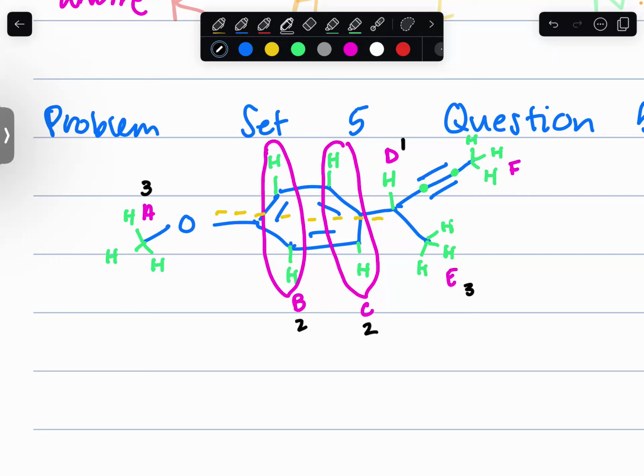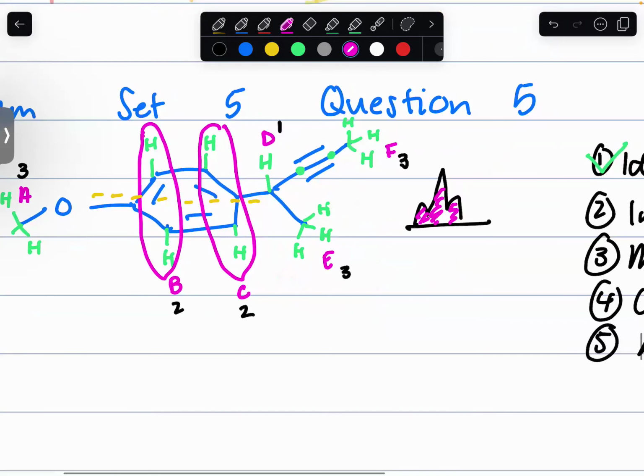Bam, integration done. Is that how tall it is? Yes. Intensity is how tall it is, and with a singlet, that's all that matters. But if you have a splitting where you have a wider peak, integration basically means the area under that peak. Although this is shorter and wider, it could have the same integration, or the same area under the peak, as something that's really tall and skinny.